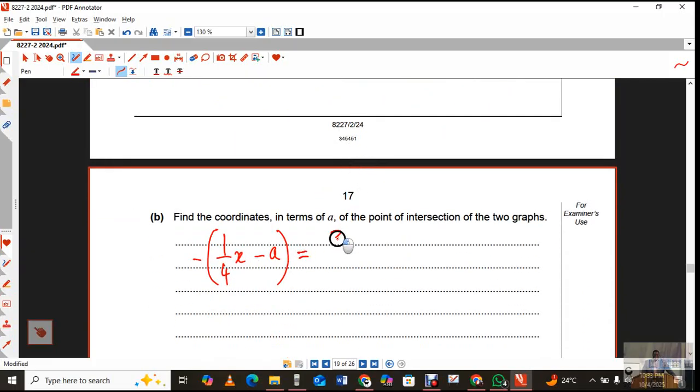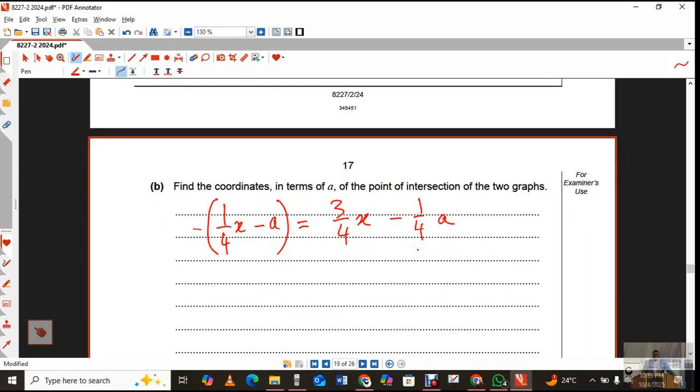That was 3 over 4x minus 1 over 4a. So that's what I did there. And then you will see that I will be able now to find the coordinates, right? So this is going to allow me to find the x value, and from there I will just substitute in any one of the equations to find the y value.